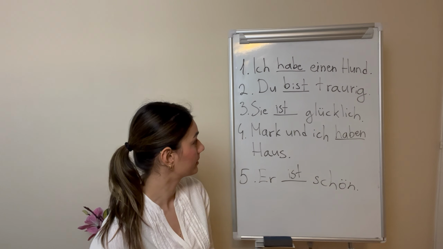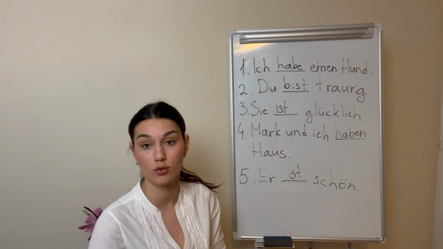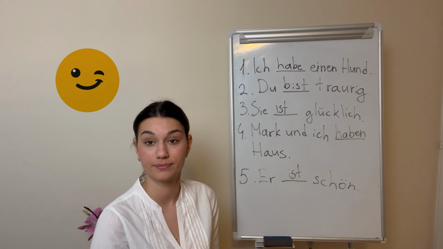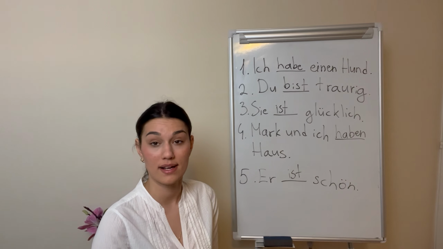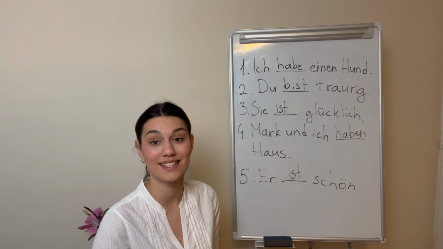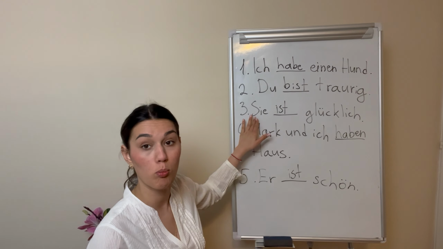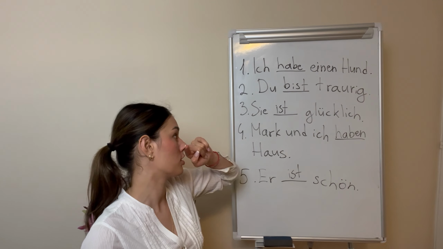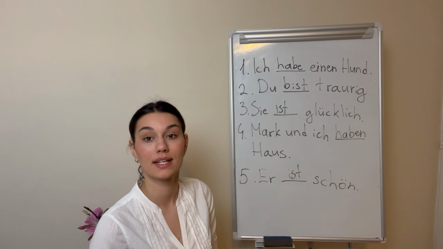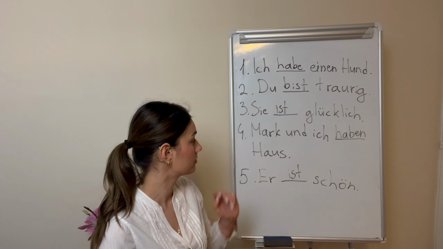The next sentence. Can you read it for me? Sie ist glücklich. Sehr gut. Glücklich will mean happy. Can you translate the sentence for me? She is happy. Sie ist glücklich. Of course, here we don't know if this is singular or plural form. Can you tell me what the solution would be if this is plural form? Sind. That's right. Sind.